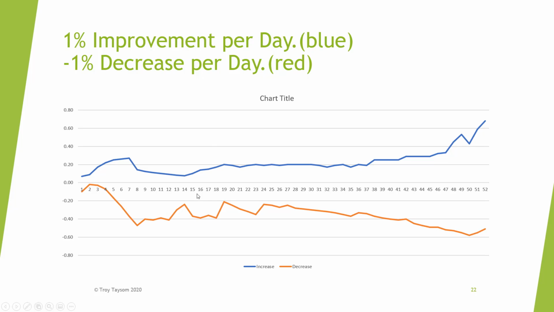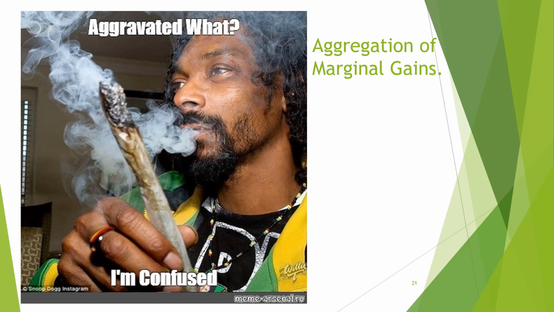So, the aggregation of marginal gains. If we define this, aggregation is the gathering of something, and as you gather it, it continues to grow because you keep putting more things together. Marginal means almost difficult to measure, and may seem unimportant, and gains would be improvement. So now Snoop's not confused.